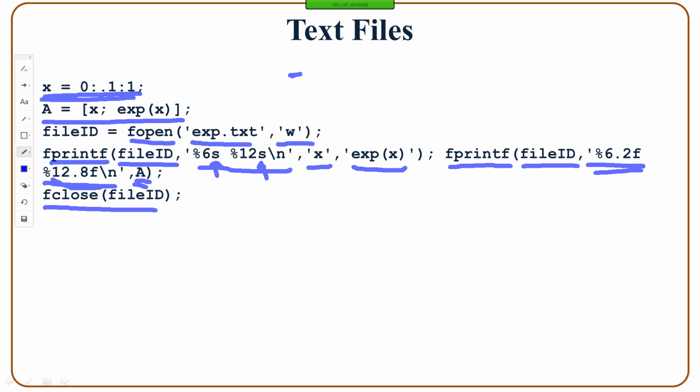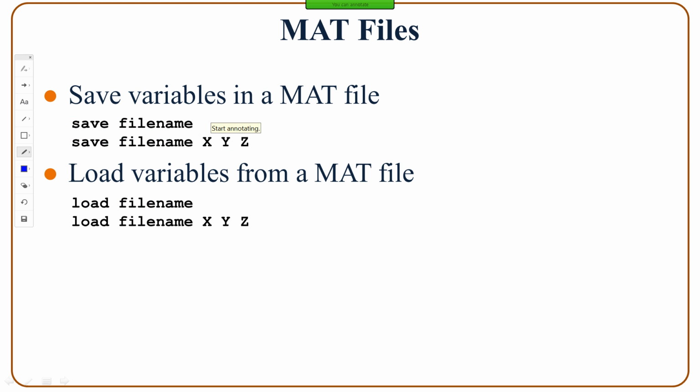Then you say save file name. Save file name will store everything you have in the workspace to a file, namely file name, and the extension is mat. You can also select what you want to store, let's say the variables x, y, and z. And the next day you want to load all the data back into the workspace. You say load file name, and you can also specify what you want to load using the second syntax, and here you specify the variables that you want to load.